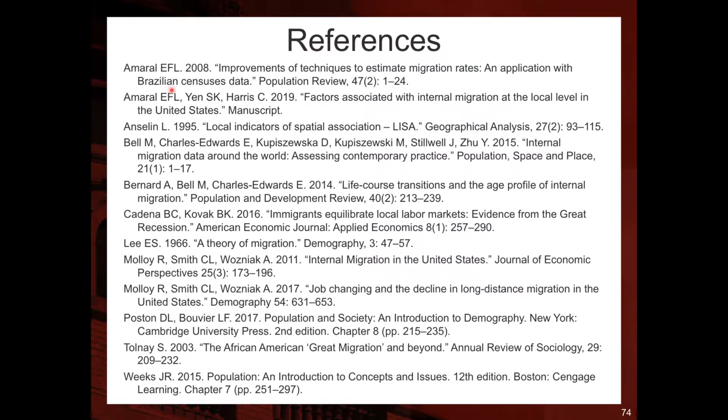And in this final slide here, I show the references that I used throughout the lecture, throughout all these videos related to internal migration. These two papers here by Molloy and co-authors about internal migration in the US are really good to read, and also this more recent paper about job change and the decline in long-distance migration in the US, because it gives us an idea of more recent patterns of internal migration in the US. That's a great reference to learn more about internal migration in the United States.